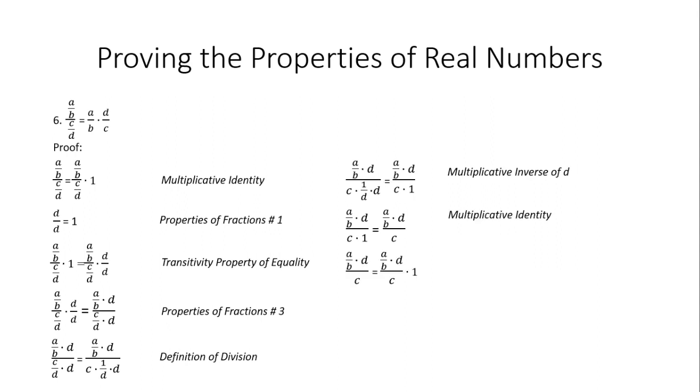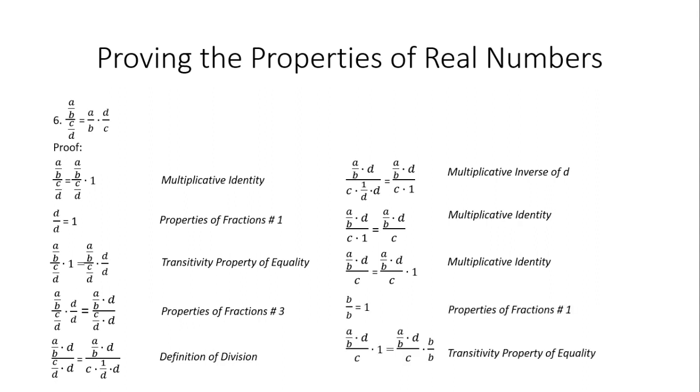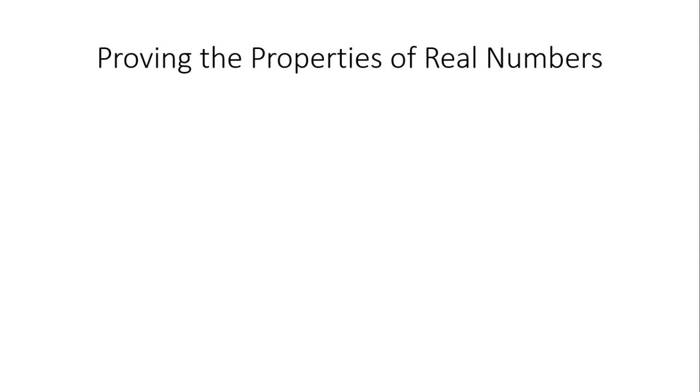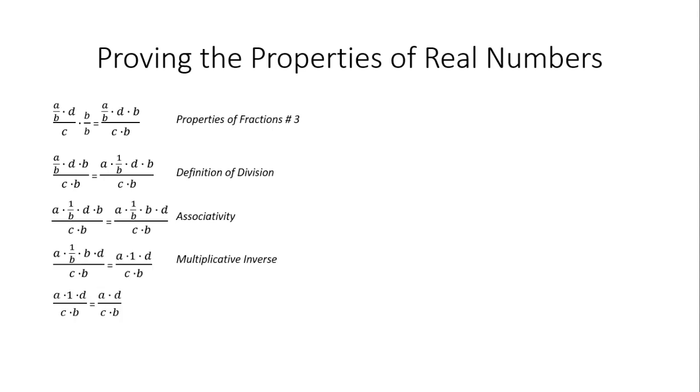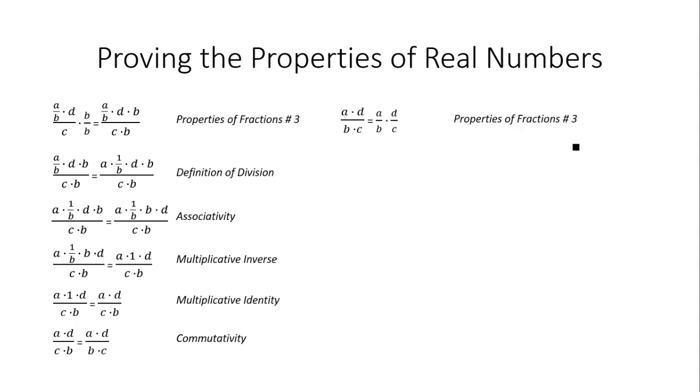We use the multiplicative identity and properties of fractions numbers 1 in the form b over b and 3 to arrive at the expression a times 1 over b times d times b over c times b. By associativity, we rearrange b and d, and by the multiplicative inverse of b, we simplify the numerator into a times d, leading to the sole fraction a times d over c times b. We then interchanged c and b, and by properties of fractions number 3, we arrived at the final equation a times d over b times c is equal to a over b times d times c, thus proving the property.